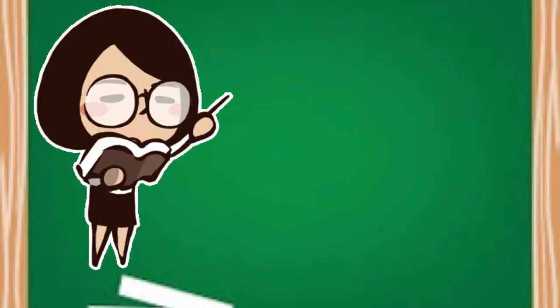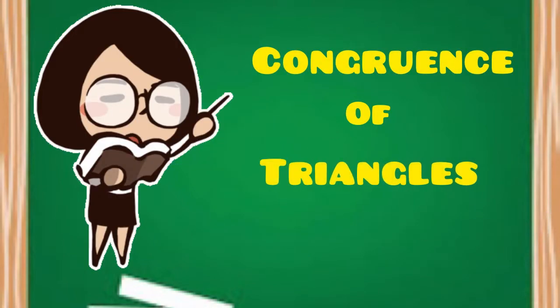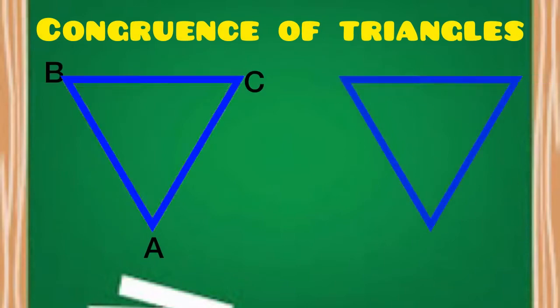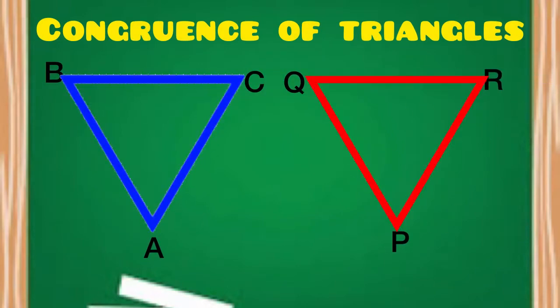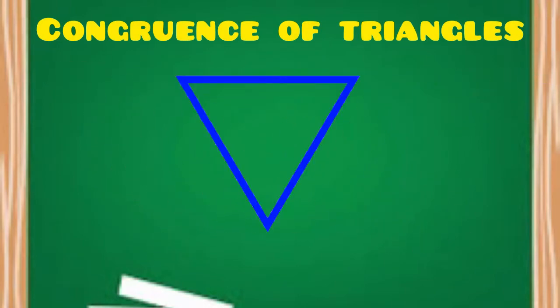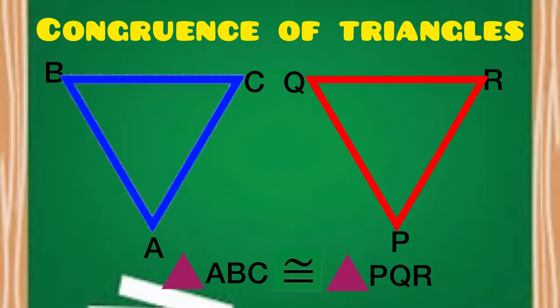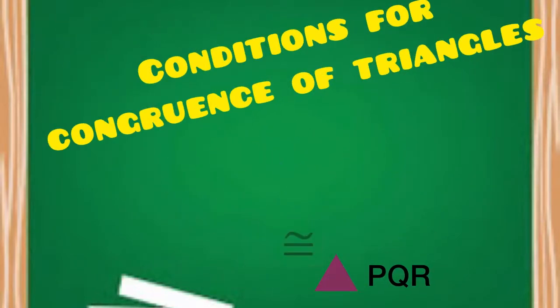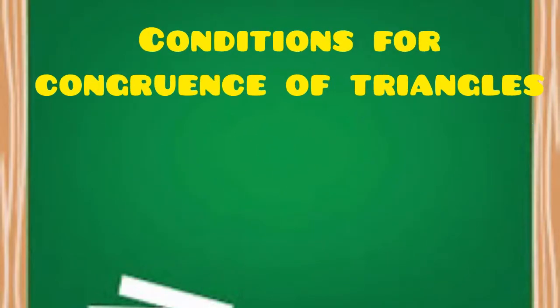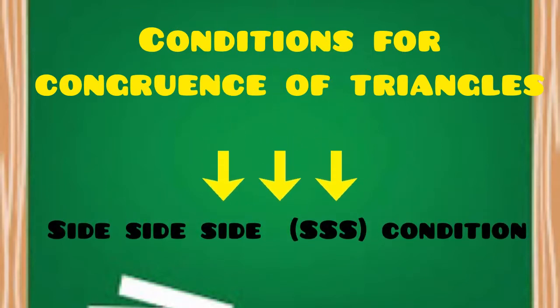Further, we would study about congruency of triangles. Triangle ABC and PQR, when placed on top of each other or superimposed, cover their corresponding parts exactly. Hence, they are congruent to each other. There are various criteria to verify the congruency of triangles. Let's first learn about side-side-side or SSS congruency criteria.